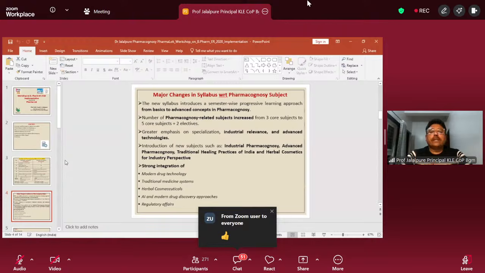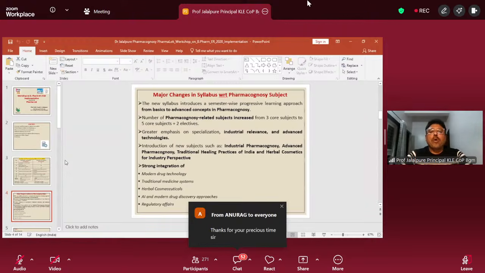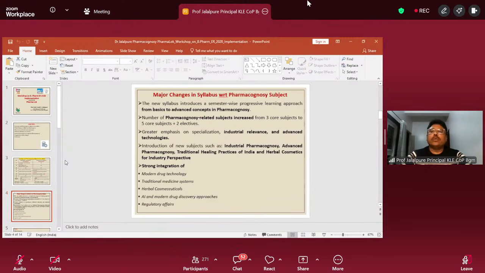And this syllabus integrates modern drug technology and traditional medicine systems. Herbal cosmetics are also involved in this, and the AI and machine learning touch has also been given to the pharmacognosy subjects, along with regulatory affairs related to pharmacognosy subjects for herbal drug industry establishments. So all these aspects have been covered in this syllabus. There is a very good integration among all these areas.